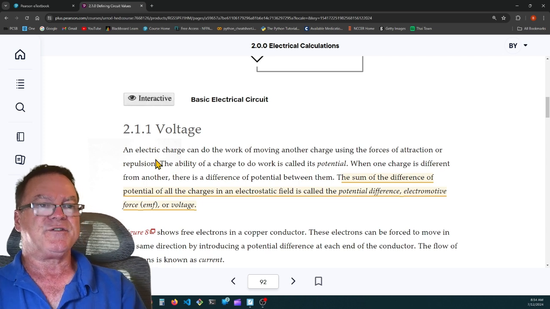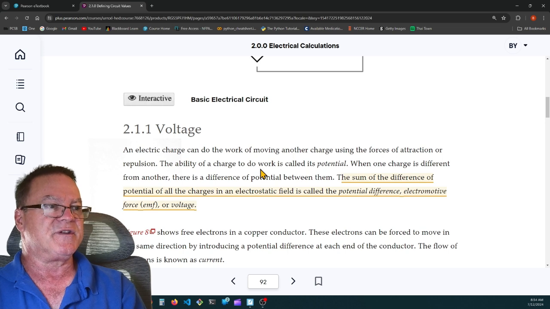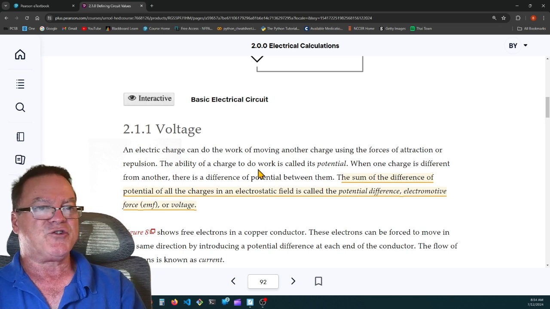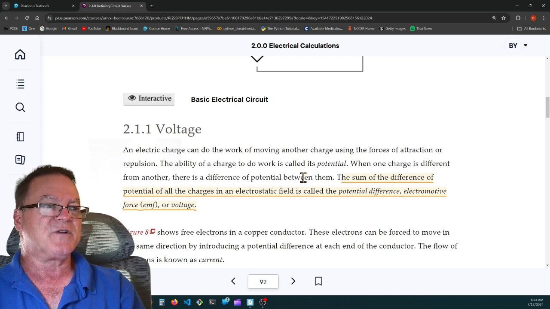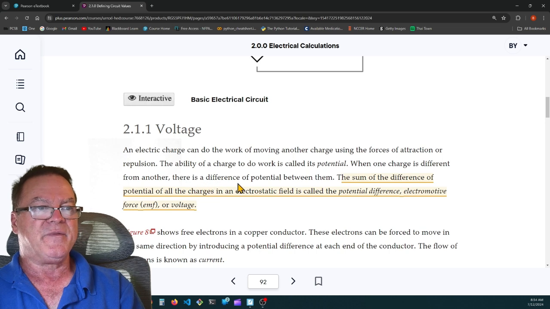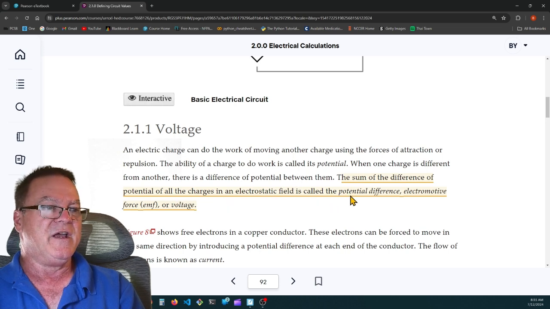2.1.1 Voltage. An electric charge can do the work of moving another charge using the forces of attraction and repulsion. The ability of a charge to do work is called its potential. When one charge is different from another, there's a difference of potential. The sum of the difference of potential of all the charges in an electrostatic field is called the potential difference, the electromotive force, or the voltage.